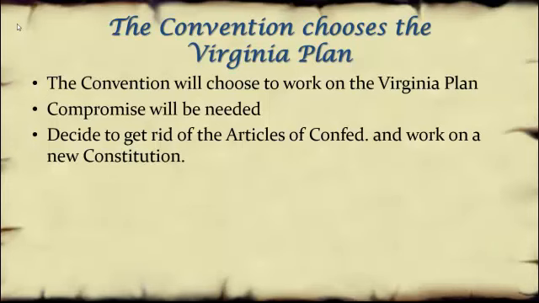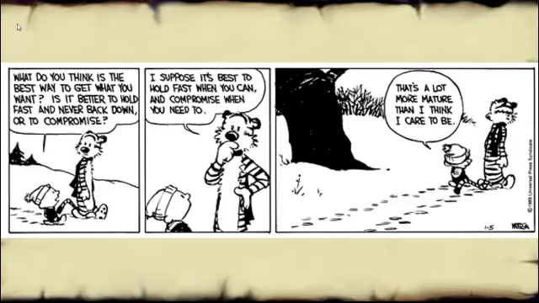So what happened is that the people at this Constitutional Convention chose to work out a compromise based on the Virginia Plan. They also decided they were going to throw the Articles of Confederation out, saying that they were ineffective, didn't give the federal government the power that it needed, and so they were going to form a new constitution and, honestly, an entirely new system of government.